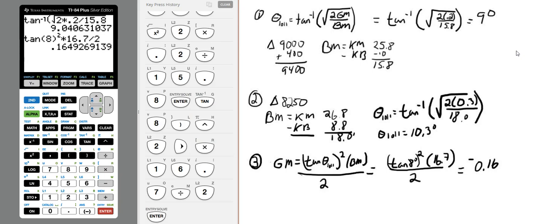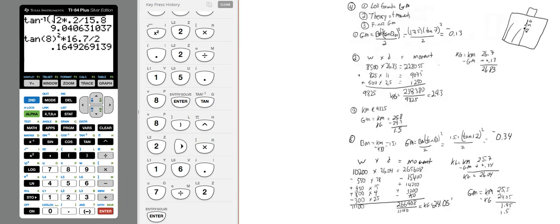All right, now let's take a look at this one over here. Anything different over here? No. These are the same formulas. Okay, so those are the keystrokes for how to do the angle of loll.